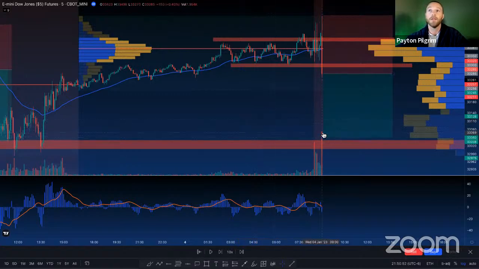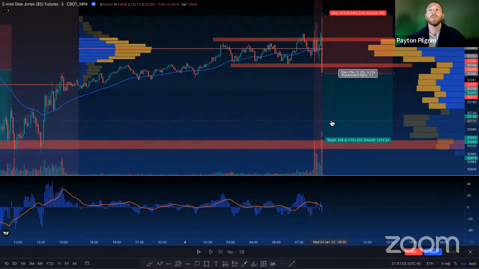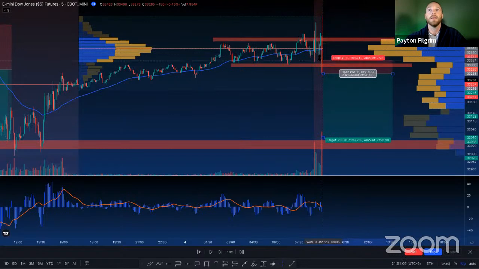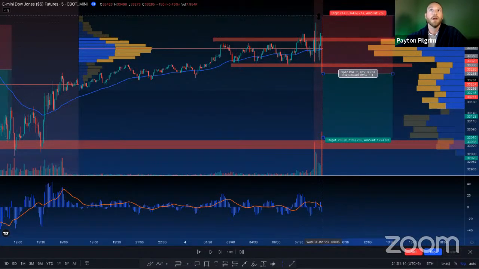But I do like the high volume. I do like the nice price action. So it's not like it doesn't look like it could happen. It's just a risk to reward. It really needs to be like this. But that stop loss is ridiculous too. So maybe I'll do something else. But that's the whole thing.